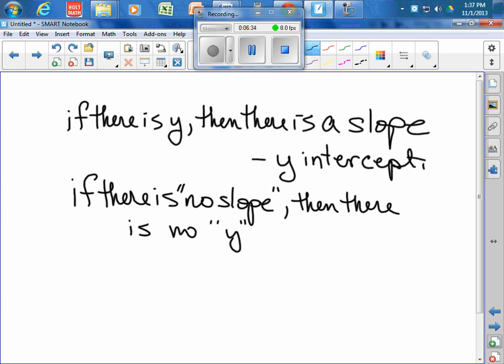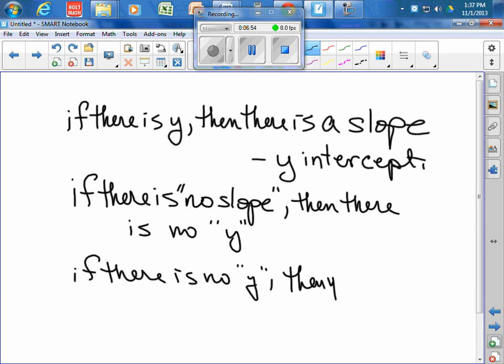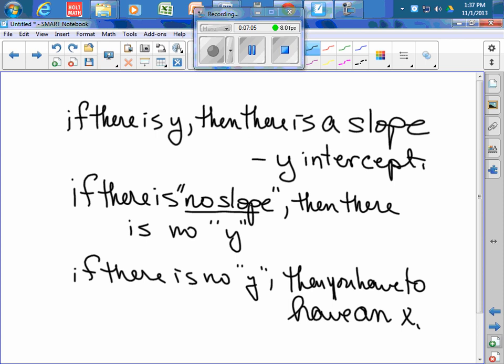So if there's a y, there is a slope. If there's a y, you have a y-intercept. If there is no slope, then there is no y. And if there is no y, then what is there? Well, then you have to have an x. Okay, so if there's no y, if there's no slope, there's no y. If there's no y, it has to be an x.